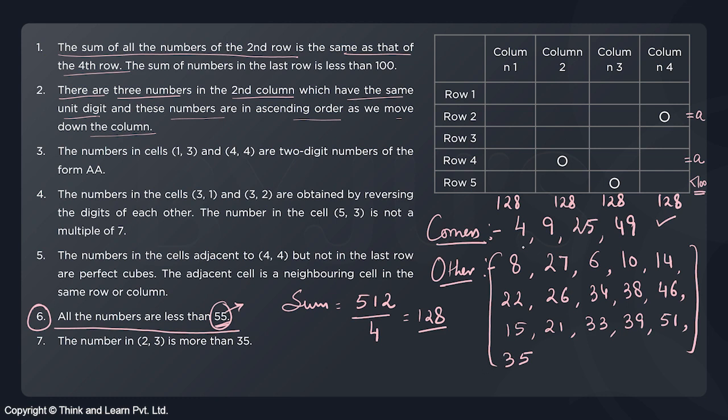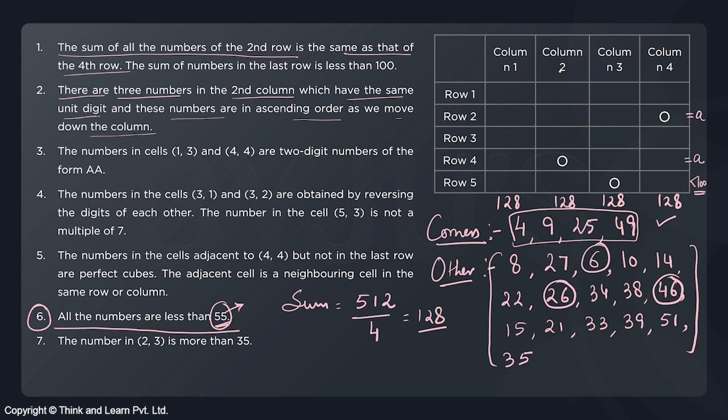In the second column, I can't have any number from these, right? So I will be having numbers from these. Among all these numbers, do you see any 3 numbers having the same unit digit? I see 6, 26 and 46. Do you see any other 3 numbers ending with the same unit digit? I don't see anyone else, right?